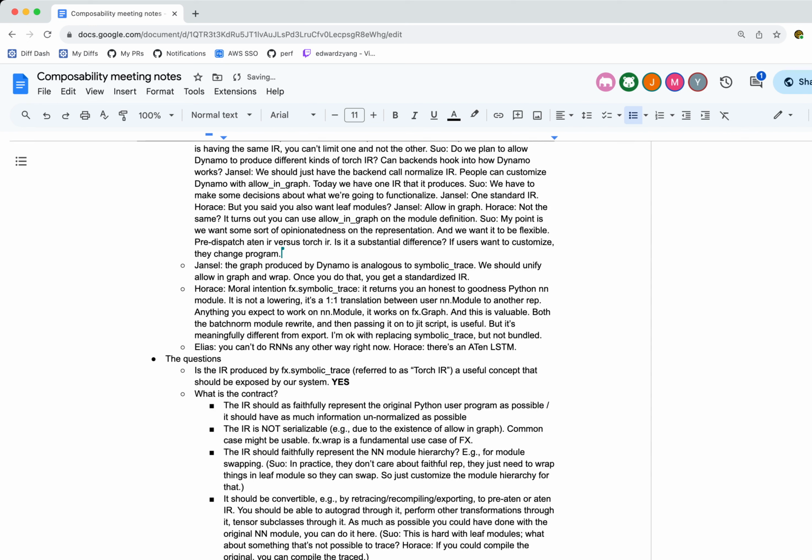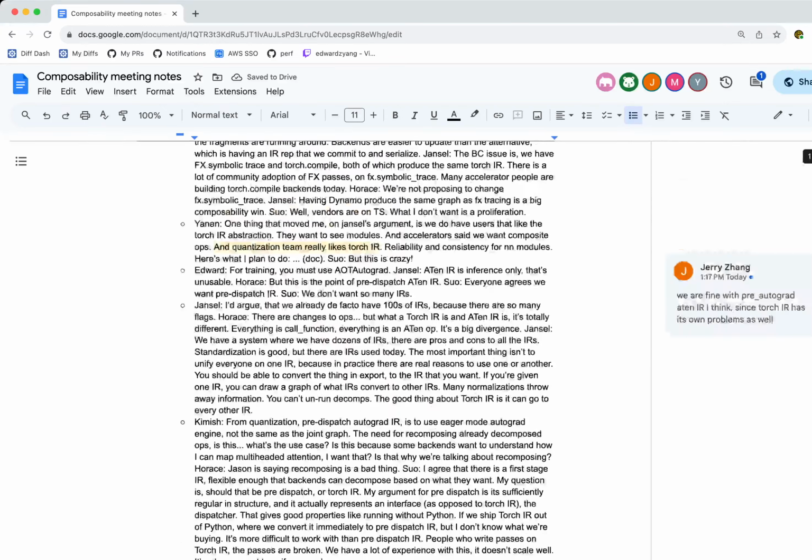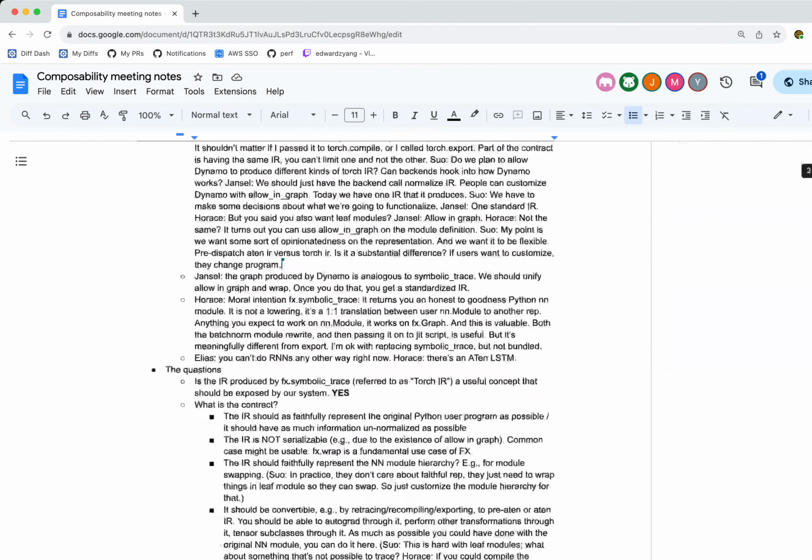Yeah, I would say in practice we cannot give a stability guarantee, just because the carve outs in production models, at least for leaf modules, are really substantial. Are we okay with resolving this as no, but with some nuance? Okay, resolved.